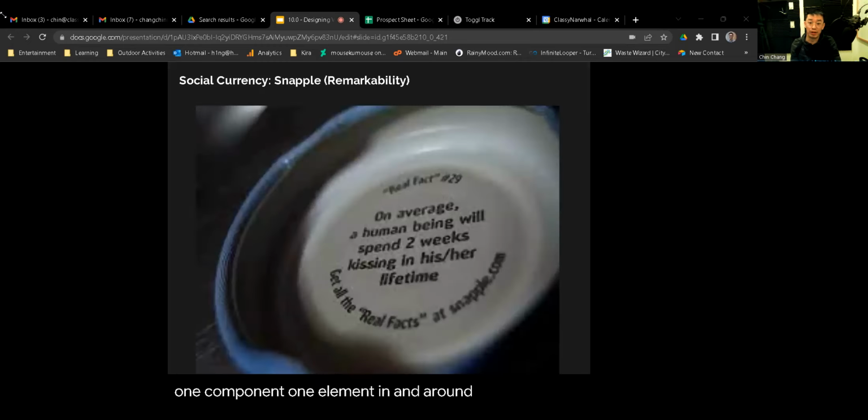In and around remarkability, one example he gives is Snapple. What they did is they ran a campaign where they printed fun and interesting facts on the bottom of their bottle caps. And this helps the sharer seem knowledgeable, right? People find out interesting things, and they're like, oh, did you know blah blah blah? Oh, I read it on the bottom of a Snapple cap. And that's how their campaign went very viral.